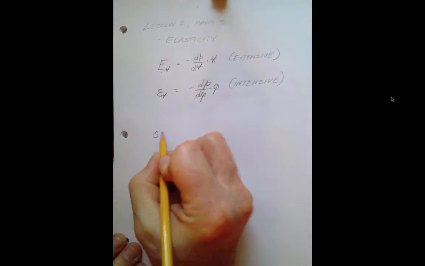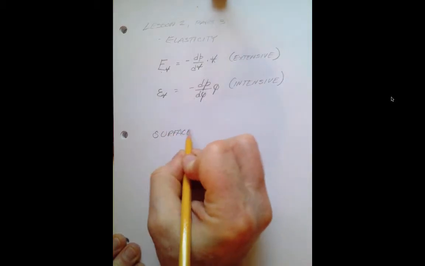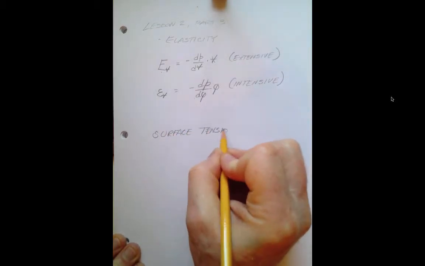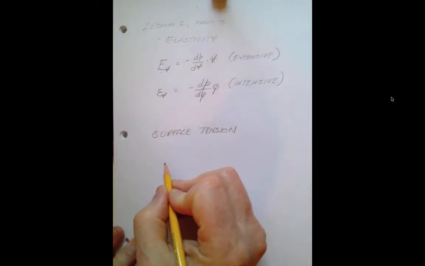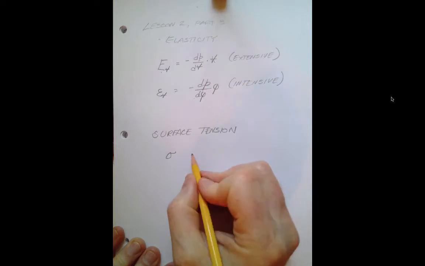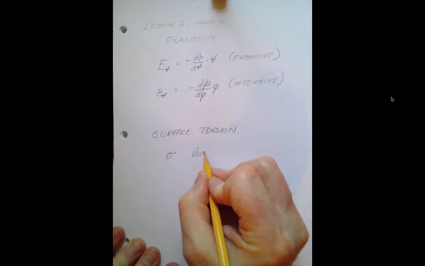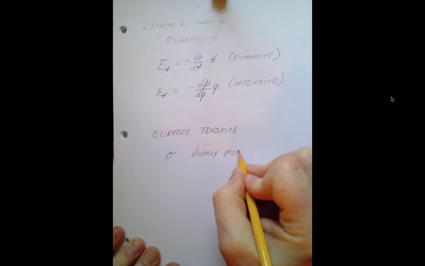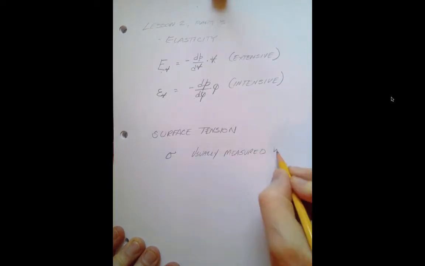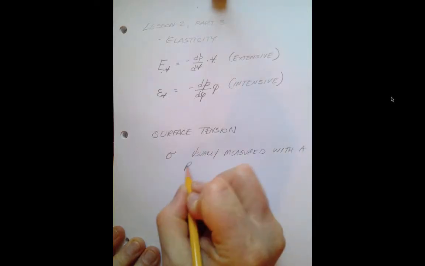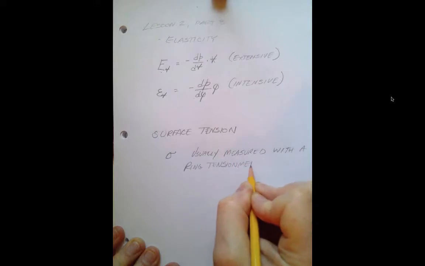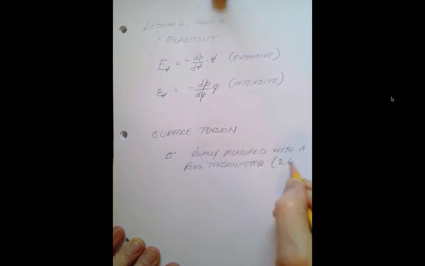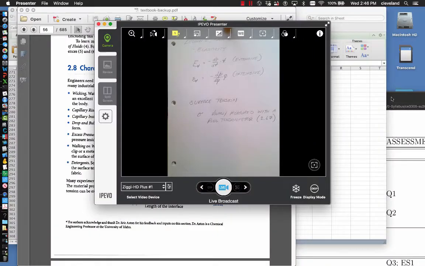Now, surface tension. Surface tension is the work required per unit area to separate two fluids. The usual symbol is sigma, and it's usually measured with a ring tensiometer. If you look at problem 2.67, you'll see an example. In fact, we will go ahead and do that right now.